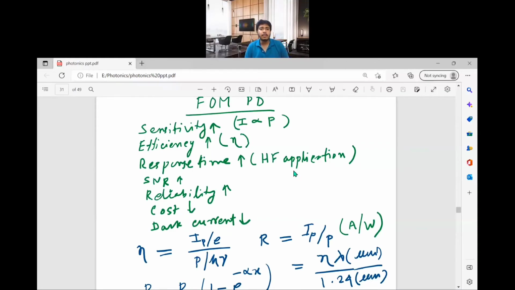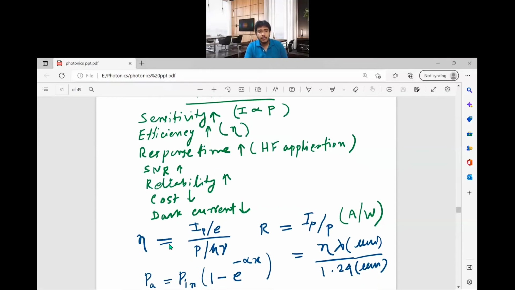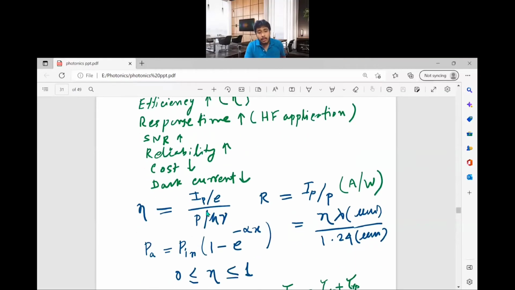And dark current is also related to the sensitivity part, because dark current is whatever current you are getting without the light. That means the reverse saturation current due to the thermal field. So it should be as low as possible. If it is low, then we can detect a smaller amount of light also. Because if the dark current is high, if you shine the light, you will get the current, but you don't know whether the current is photo generated by the photon, or generated due to the thermal field. So dark current should be low so that we can detect the minimum amount of light. So these are the things, and the efficiency is related to this.